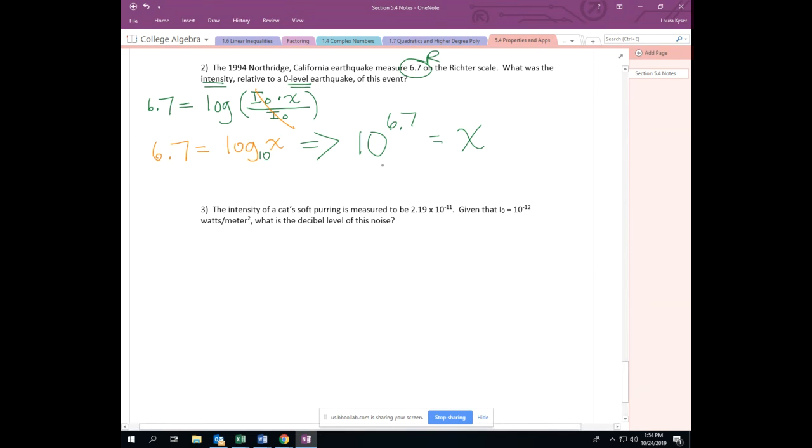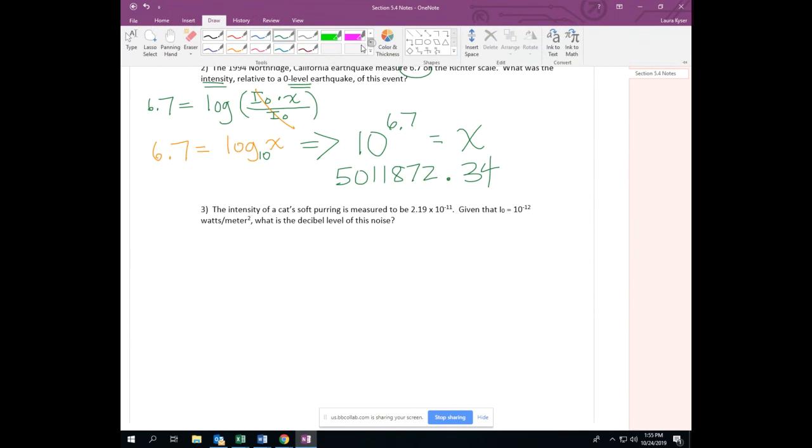It's a big number. It says 5,011,872.34. I went to 2 decimal places. Just make sure you round to whatever decimal place they tell you to. It doesn't say, so I just did 2. So this one was a little bit tricky because of how the equation had to be written. Hopefully going forward, these will be more straightforward.